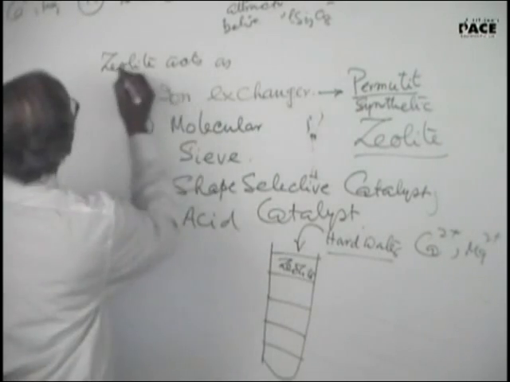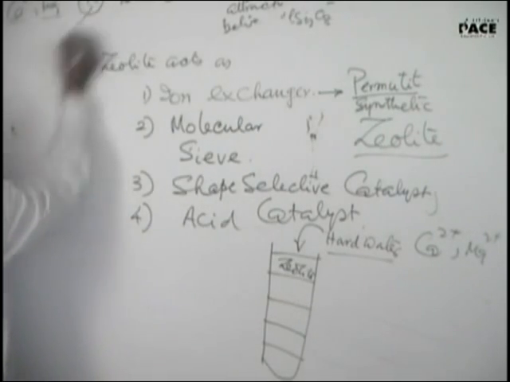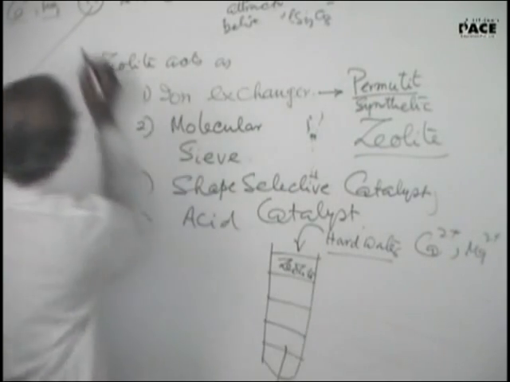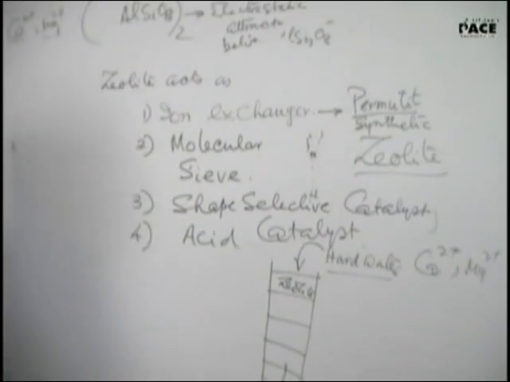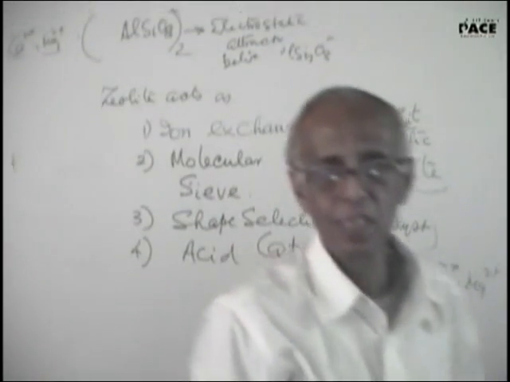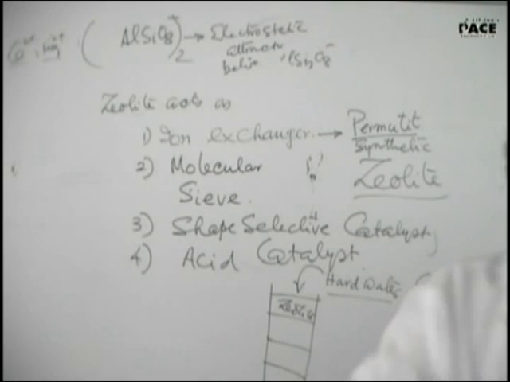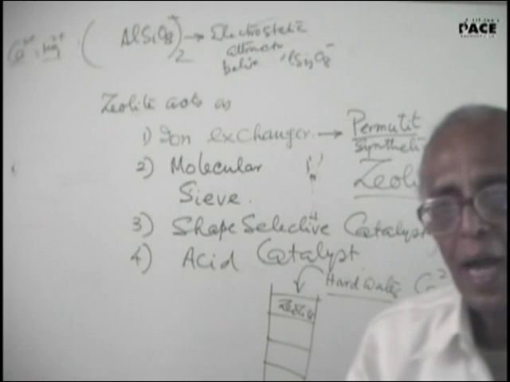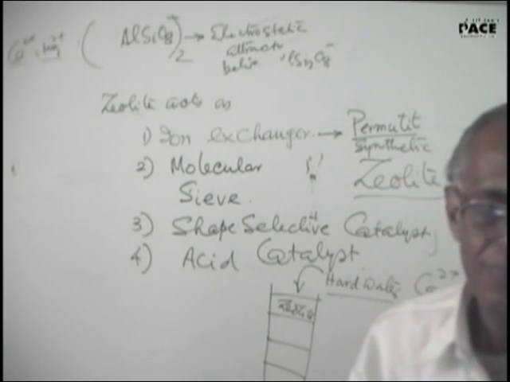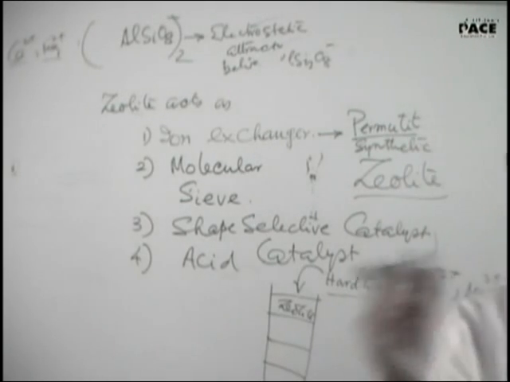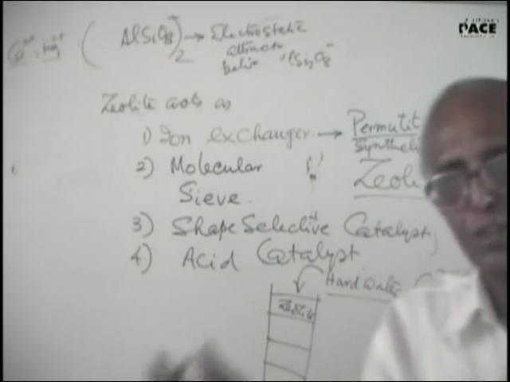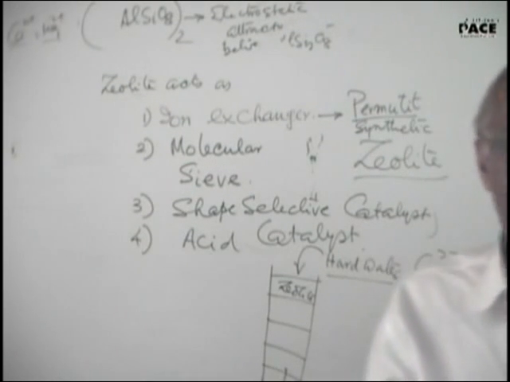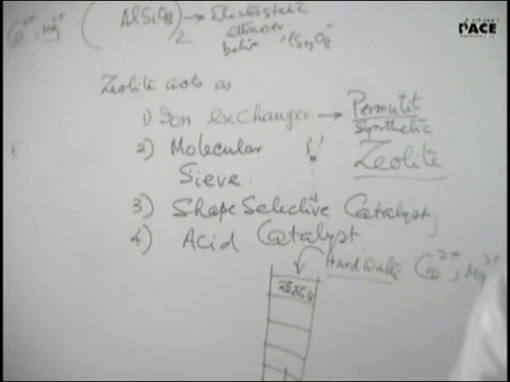zeolite, the calcium or the magnesium ion displaces potassium ion, and the calcium ion takes the position of the potassium ion, and so the potassium ion comes out from the column and makes the water soft. So since the water is being softened due to exchange of potassium by calcium ion, or the calcium by potassium ion, it makes the water soft.